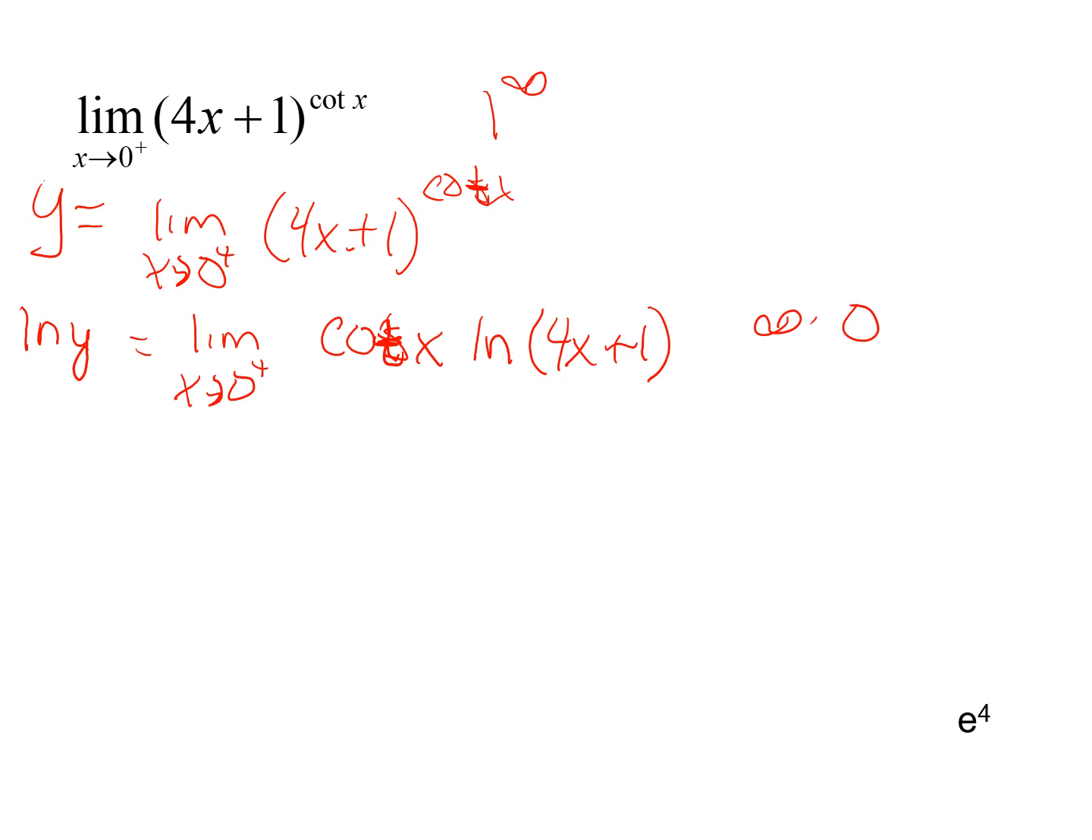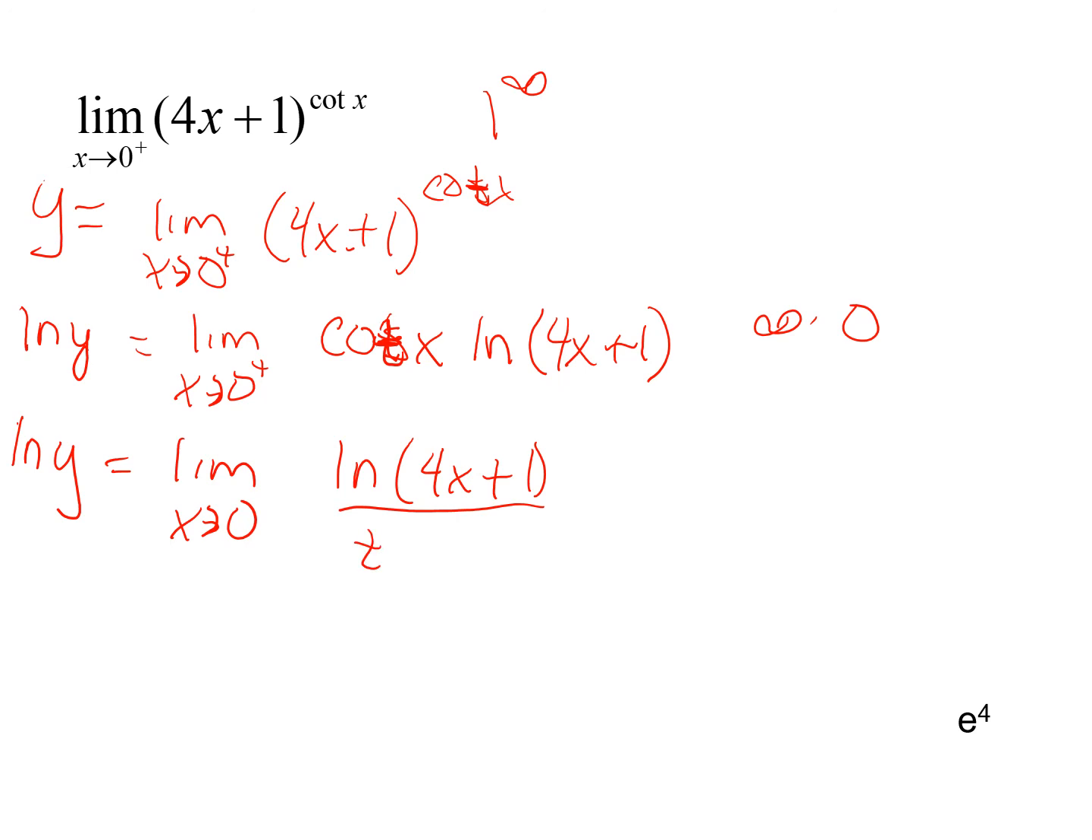So that is going to give me the natural log of y is equal to the limit as x approaches 0. So to put it in the form that I need, I can say this is equal to the natural log of 4x plus 1 over tangent x. So now that gives me 0 over 0.